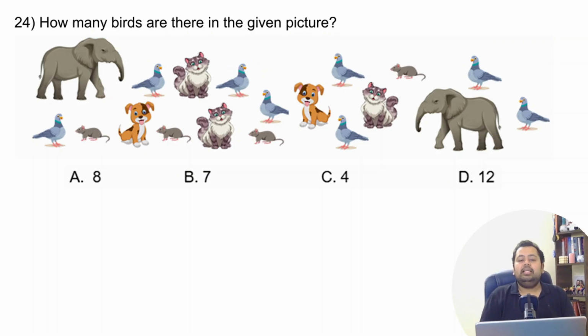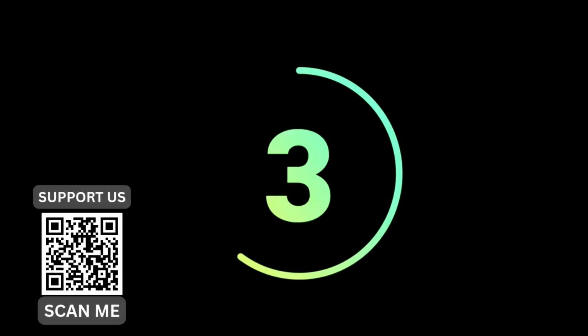How many birds are there in the given figure? So in this figure, what you can see is an elephant, a mouse, a pigeon, a cat, a dog. How many of the birds can you see? You have to find that out. Pause the video, count it yourself first, and then look at the solution.